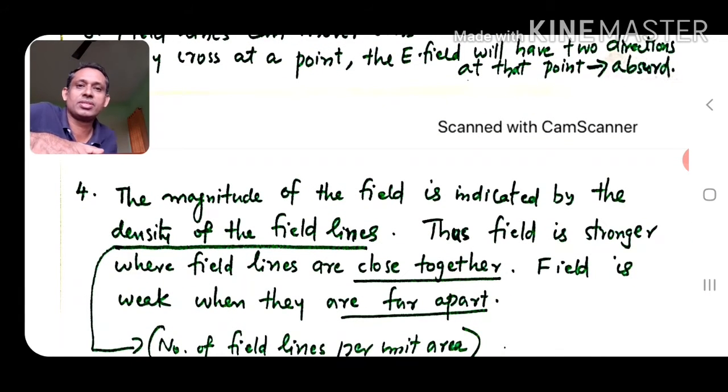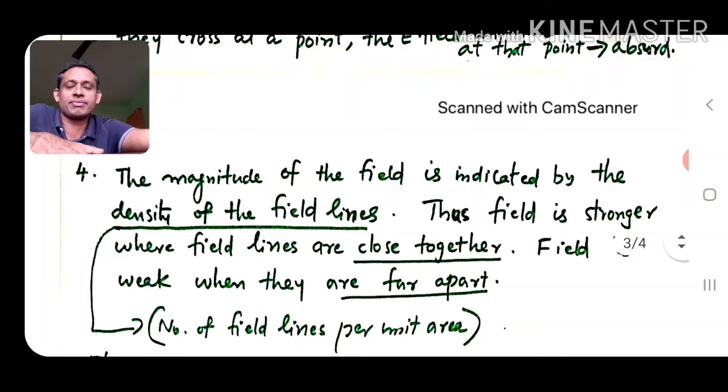Thus, the field is stronger when the field lines are very close together. If the lines are very close together, the density will be more. Density more means the field is stronger there. And the field is weak when they are far apart. If the field lines are far apart, density will be less. That means the field is weak there.